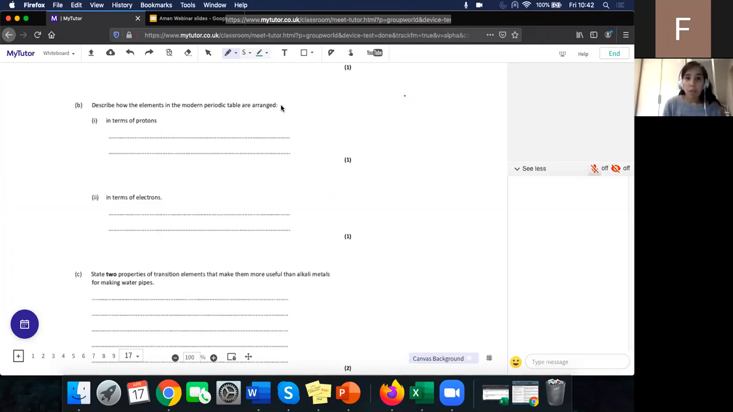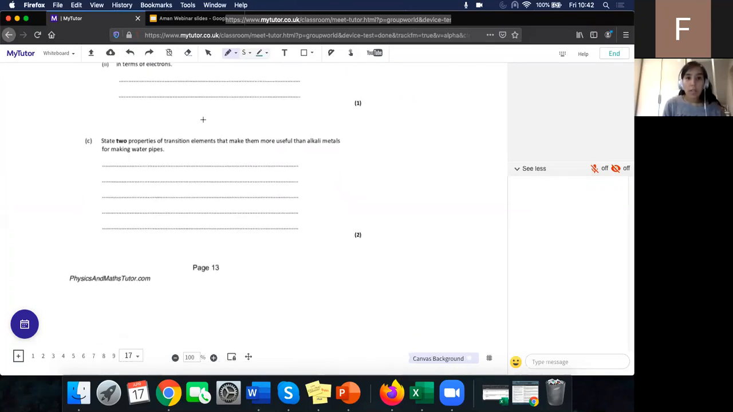Okay, well done everyone. State 2 properties of transition metals that make them more useful than alkali metals for making water pipes. This will be our last exam question then. Stronger, excellent, that would get you 1 mark. Harder, that would also get you another mark.